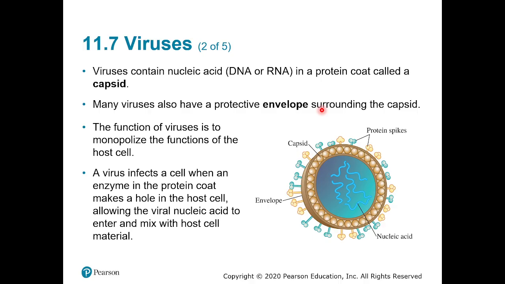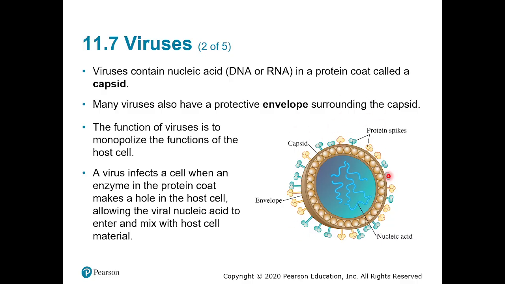So viruses contain nucleic acid, this DNA or RNA. It's going to be in a protein coat. That's called a capsid. And so here would be their genetic material. This is their protein coat right here. And most of them have an envelope and protein spikes of some sort. So many of these viruses are going to have protective envelopes. This will envelop the capsid to protect it.